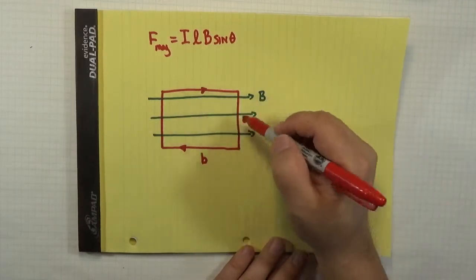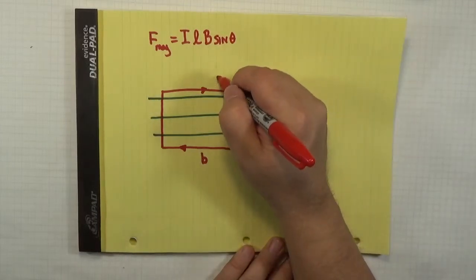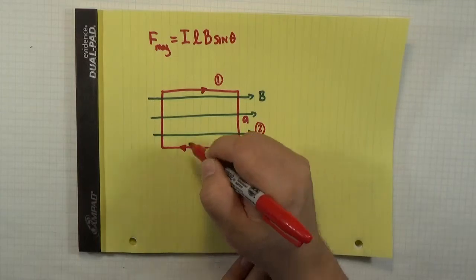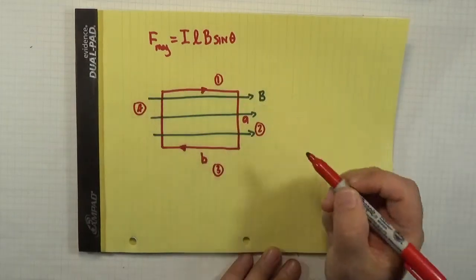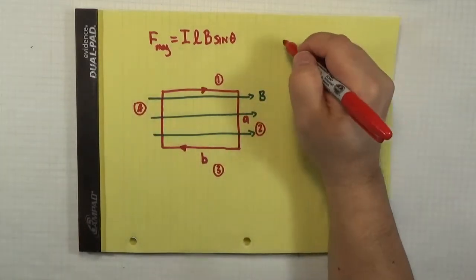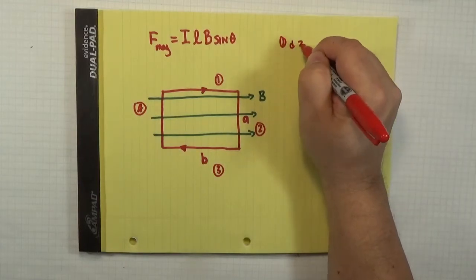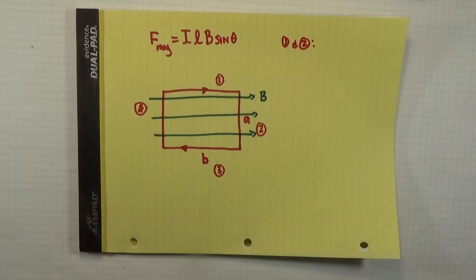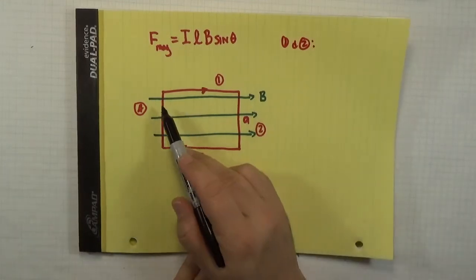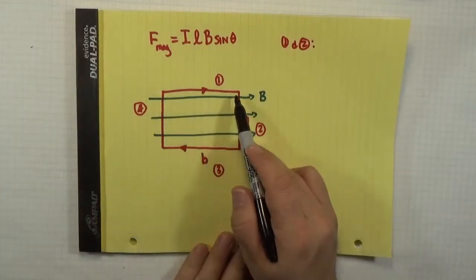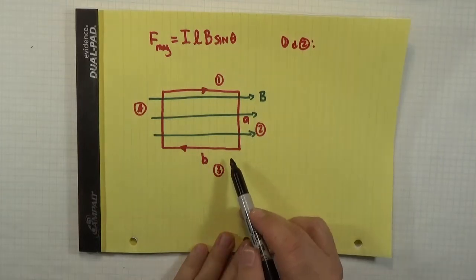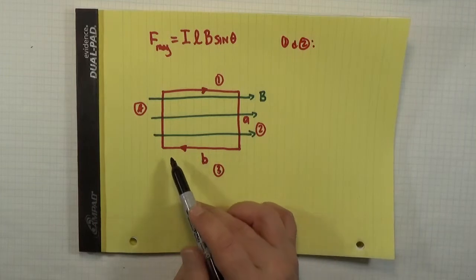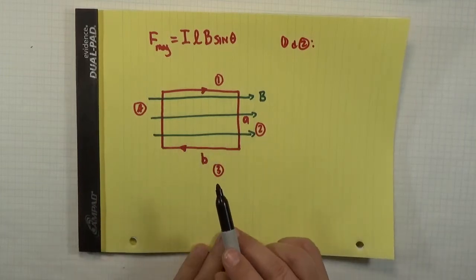Okay? So let me label the sides of the loop here to make our lives easy. 1, 2, 3, 4. Okay? And sides 1 and 2 are not too bad. Okay? Sides 1 and 2, in this case, the magnetic field is parallel to the current. And down here for side 3, the current is anti-parallel, but still parallel to the direction of the magnetic field.